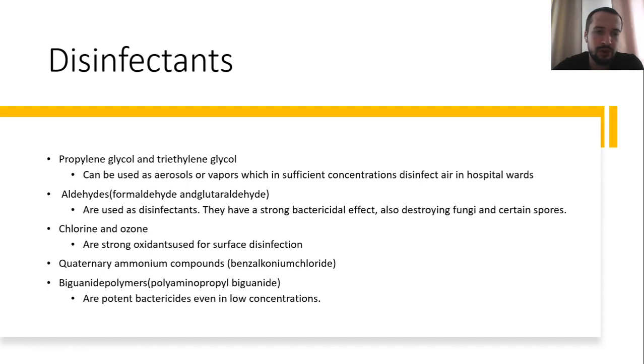Disinfectants. Propylene glycol and triethylene glycol can be used as aerosols or vapors, which in sufficient concentration disinfect air in hospital wards. Aldehydes are used as disinfectants. They have a strong bactericidal effect, also destroying fungi and certain spores. Chlorine and ozone are strong oxidants used for surface disinfection. Quaternary ammonium compounds, benzalkonium chloride, and biguanide polymers, polyaminopropyl biguanide, are potent bactericides even in low concentrations.